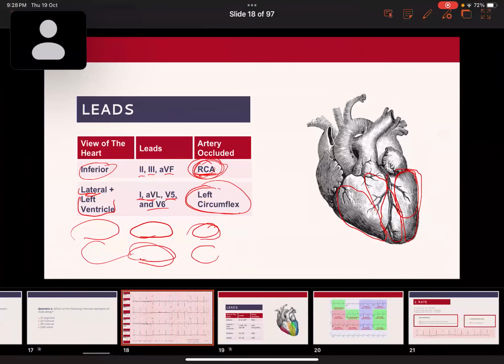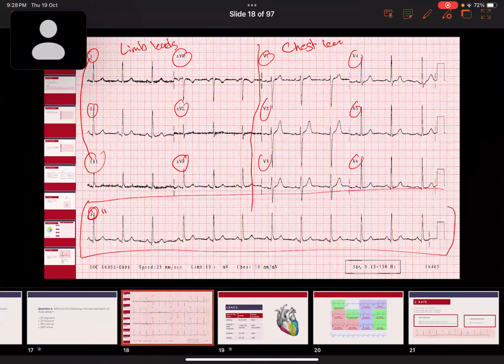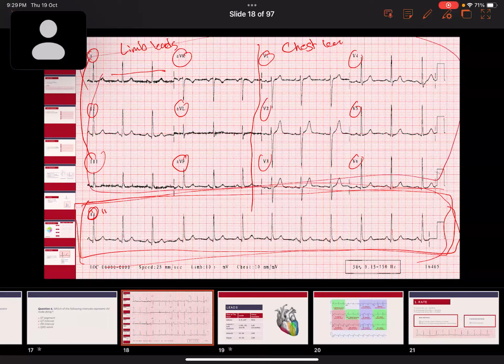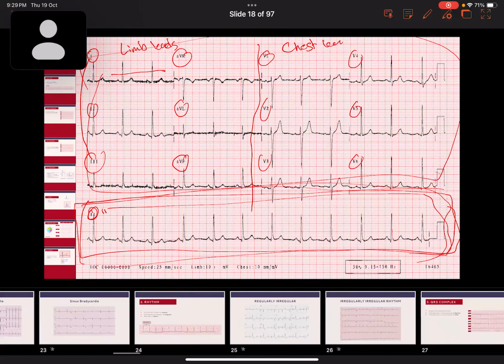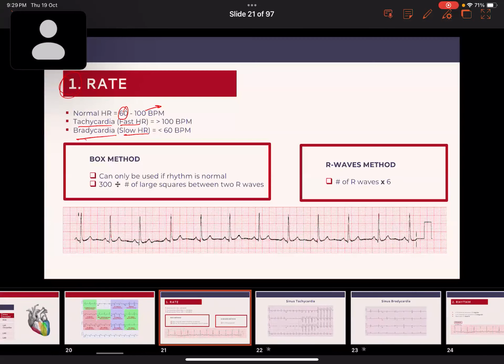If we go back to this paper, this part of the ECG is called the rhythm strip, and this is what you use to calculate the rate. You do not use this part of the ECG at all. Why? Because this one gives you a recording that lasts for 10 seconds. Tamam? So let's go back to the rate.